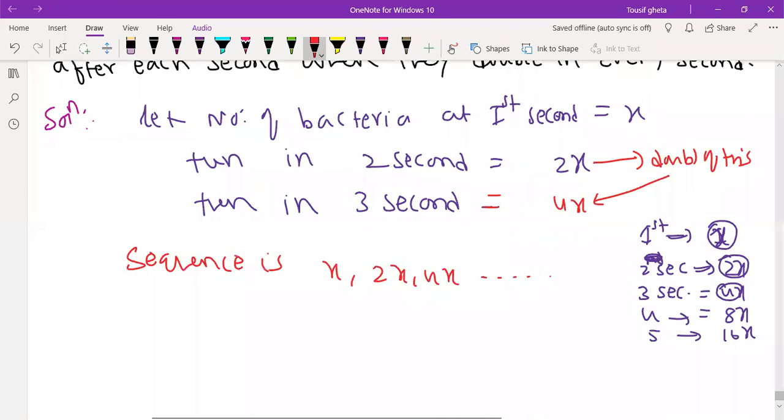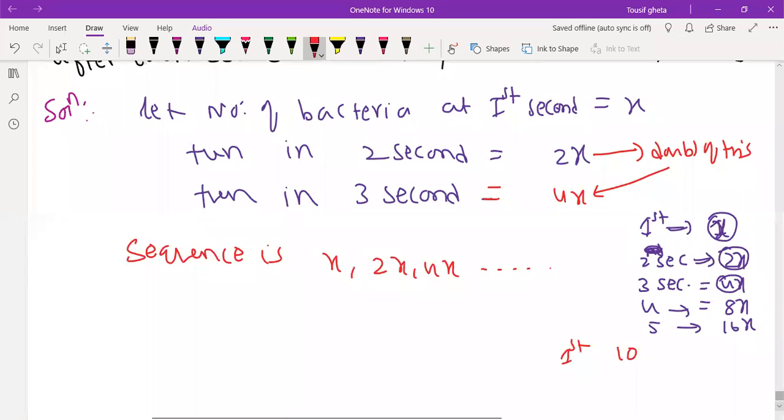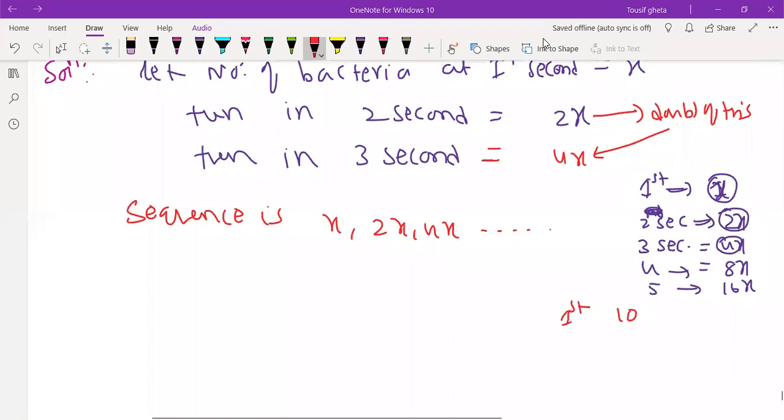If in the first second there are 10 bacteria, just imagine 10 bacteria, how many bacteria will be there in 2 seconds? Yeah, this is in GP. Exactly right. It is not in AP. In 2 seconds, the bacteria will become 20. Correct now? In the third second, how many bacteria will there be? 40. Yeah, so that is the way. We started with 10. In the same way, in our question, we started with x, because we do not have an exact number.